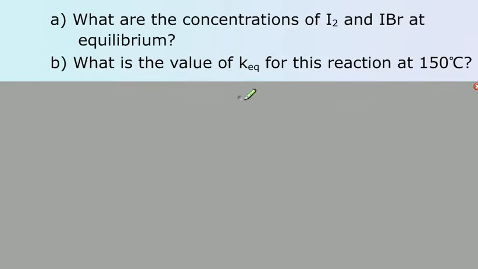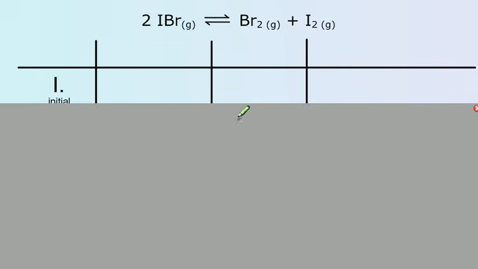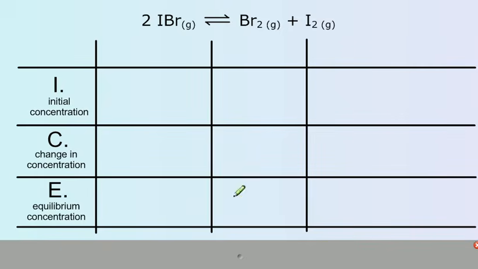So, your friend, the ICE table. I've got a little ICE table drawn out down here. Here's the balanced equation for the equilibrium that we're looking at. And as you can see, I in the ICE stands for initial concentration. That's our initial concentration of our reactants and products when we get started. C is the change in concentration of those things over time. And E is the concentration of those things when equilibrium is reached.